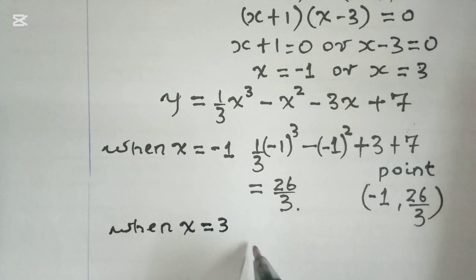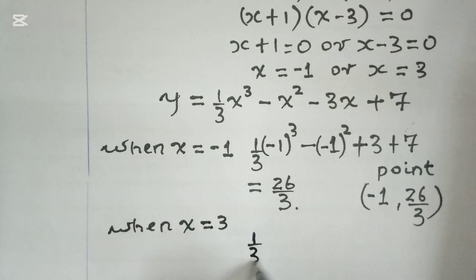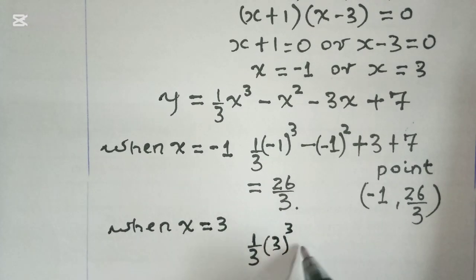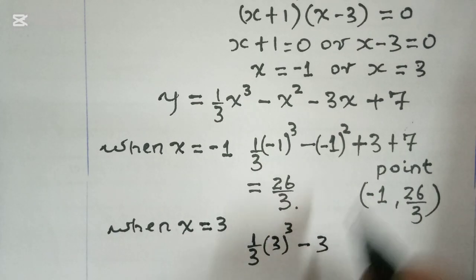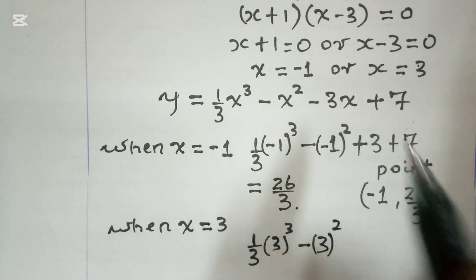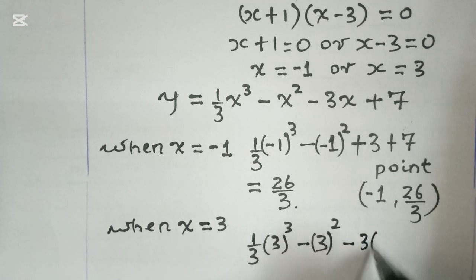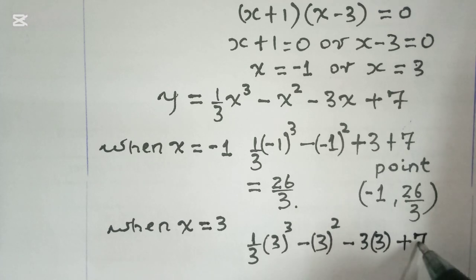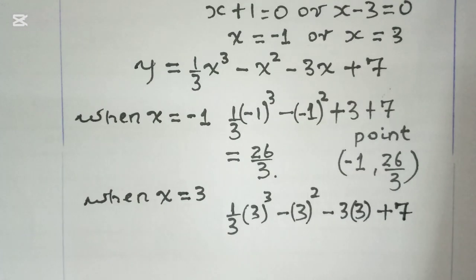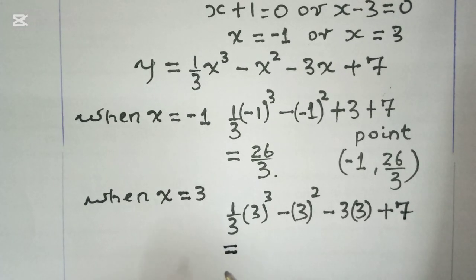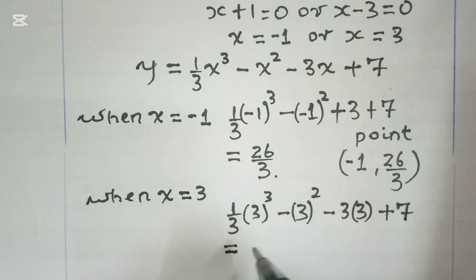So for that one, you can do it right here. You have 1/3 times 3 cubed, minus 3 squared, minus 3 multiplied by 3, plus 7, like that. So guys, after the calculation, I was able to find -2.